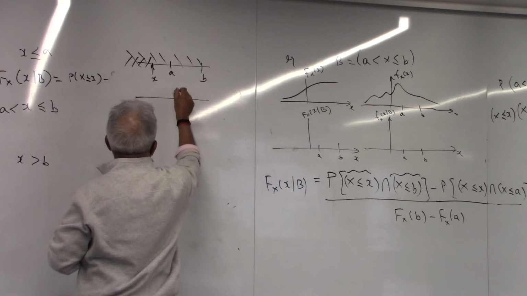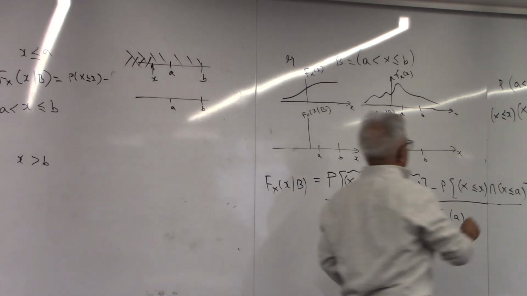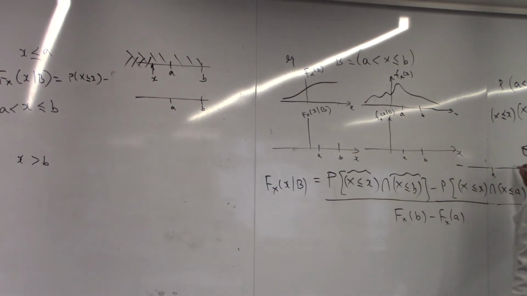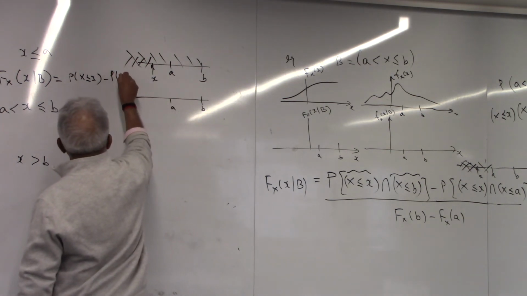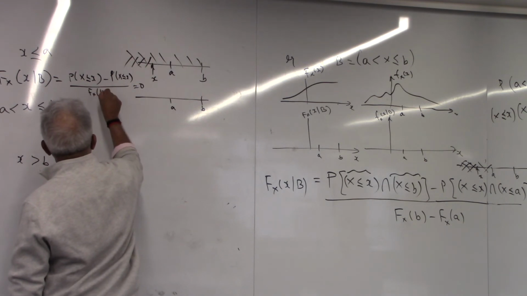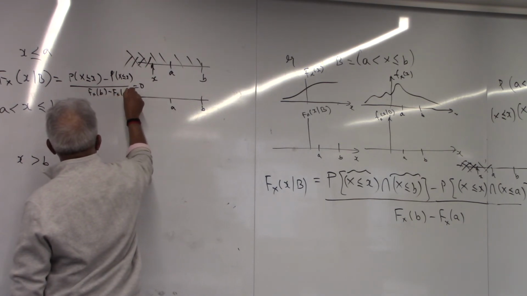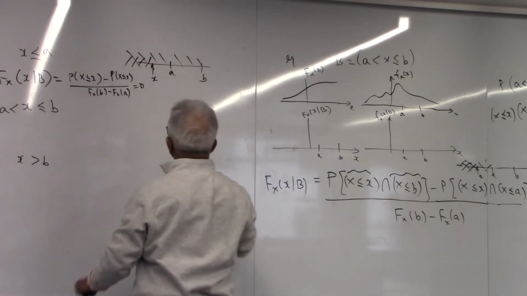The second term is going to be like this, right? A is still here, b is here. We are dealing with the first case, so x is less than a, so X less than x and X less than a, so that's this. Their intersection is X less than x. So the two terms are, it doesn't matter what the denominator is, F_X(x) minus F_X(x), so that's 0.